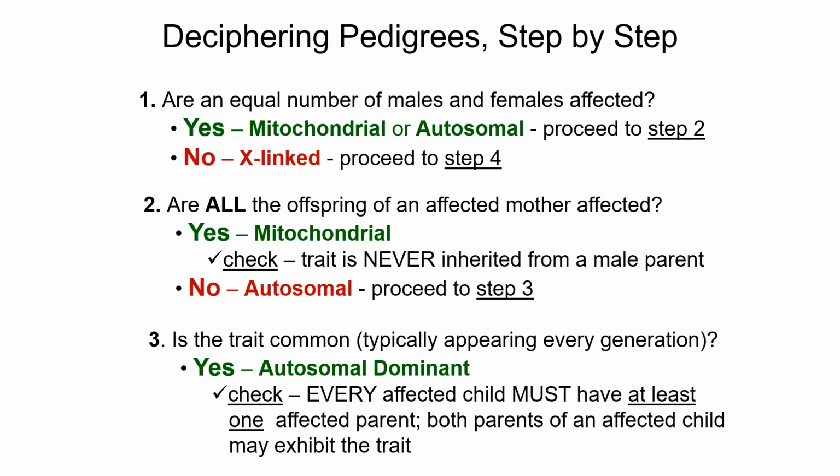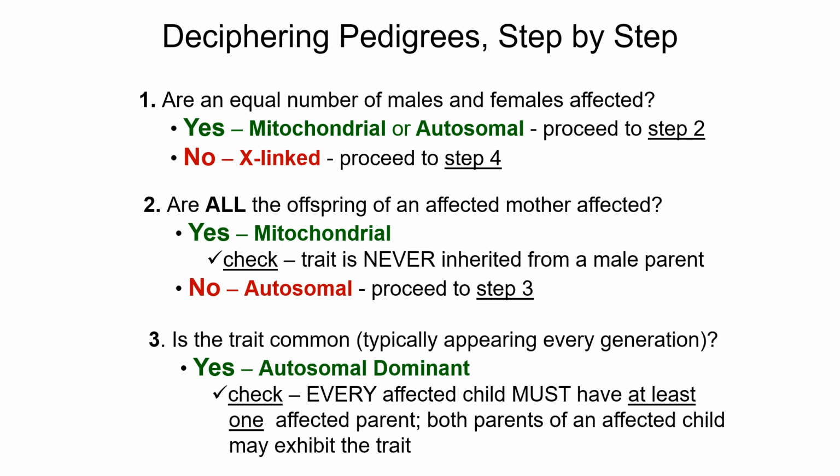If not, if there's a disparity between the two, especially if there's more males affected, then you may be dealing with X-linked. And if it's X-linked, then we're going to skip to step 4. We'll come back to that. But let's assume that it's autosomal.